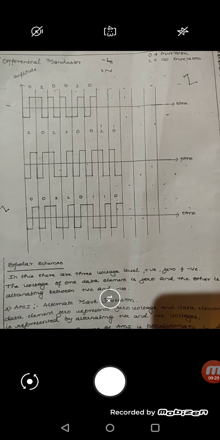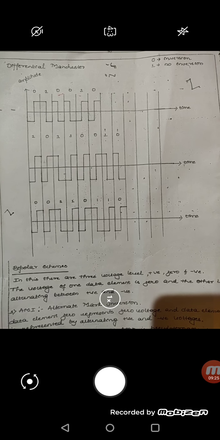So in the exam they will ask either 2 or 3 methods. They will give the binary data and ask us to draw the digital signal. They will ask us to convert the binary data into a digital signal, either with the help of differential Manchester, or with RZ, that is return to 0, or the NRZ method. They will ask any one of the methods in the exam.